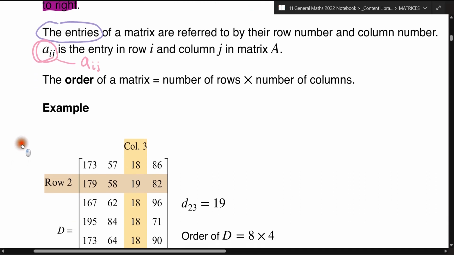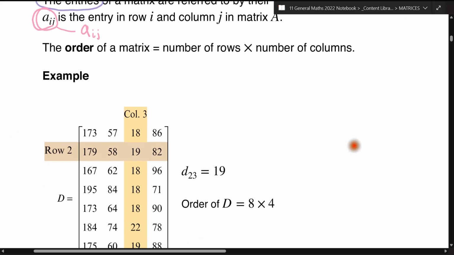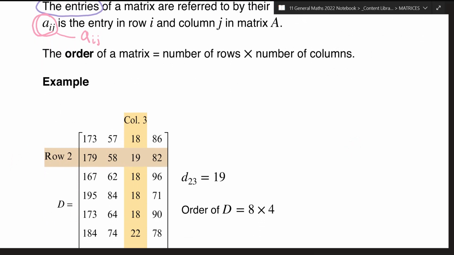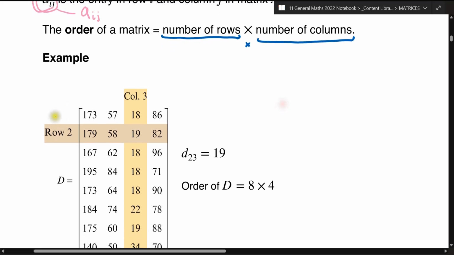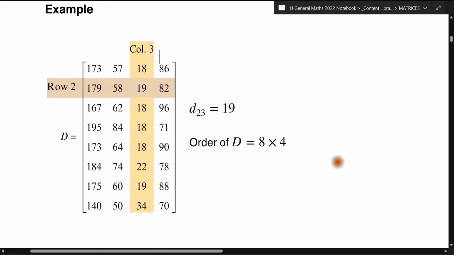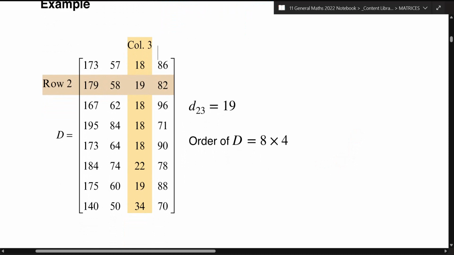Okay. Last thing is the order of a matrix. When we talk about the order, you're just telling me the number of rows by the number of columns. So how many rows, how many of these there are, by how many of these columns there are. So let's look at this example. Here you've got a matrix. We're going to call it matrix D.